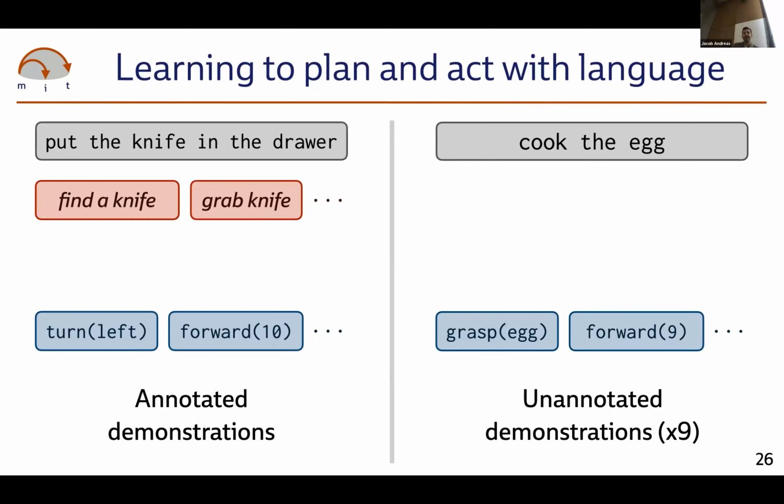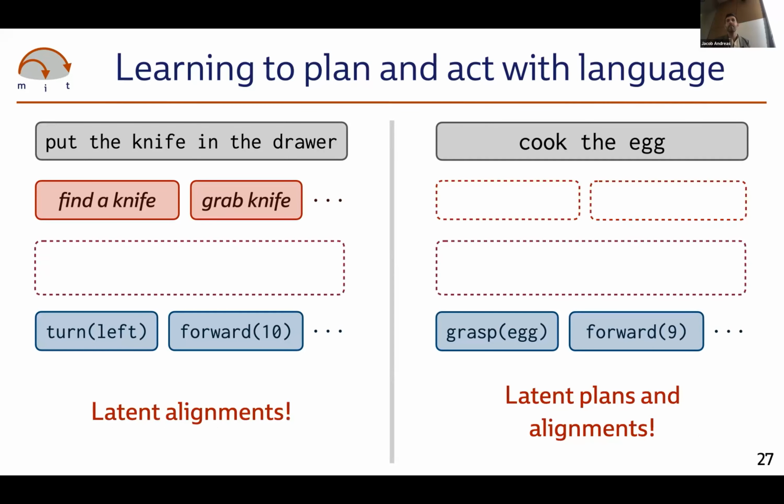So here's what we have at training time. We have our environment, we have some goals, we have some demonstrations, and on a subset of these demonstrations, we have our instructions. So we have something that looks like a latent variable problem. On these annotated demonstrations, the correspondence between these labeled plans and actions is latent. And on unannotated demonstrations, on most of our data set, the plans themselves are latent variables as well.